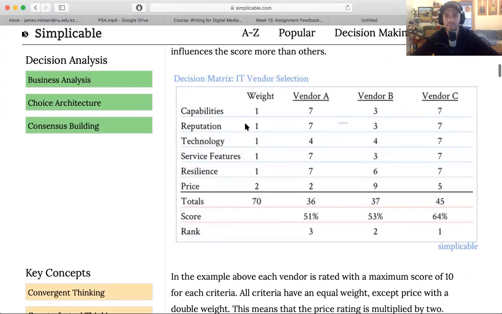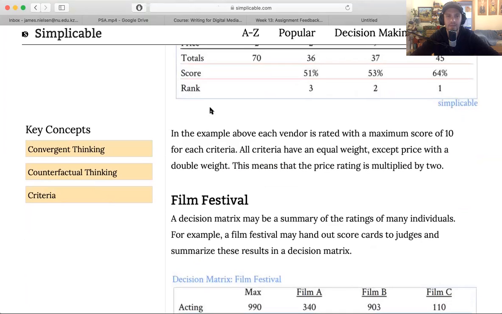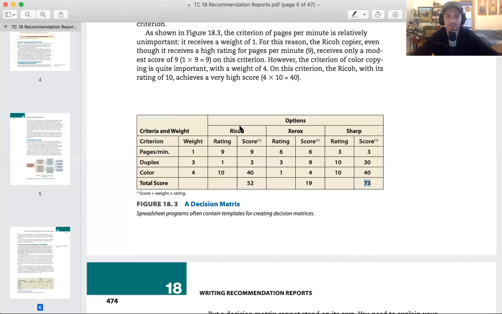Here we have this one that just has a weight of either 1 or 2, and everything is weighted 1 except for price, which is weighted 2. The total, strangely, is 70, and it looks like each one can get a score of up to 10, I'm guessing. That seems to be the common one, just because there's a 9 here. I'm guessing that you can go to 10. So these are different options, okay? All right, let's jump back to this chapter.